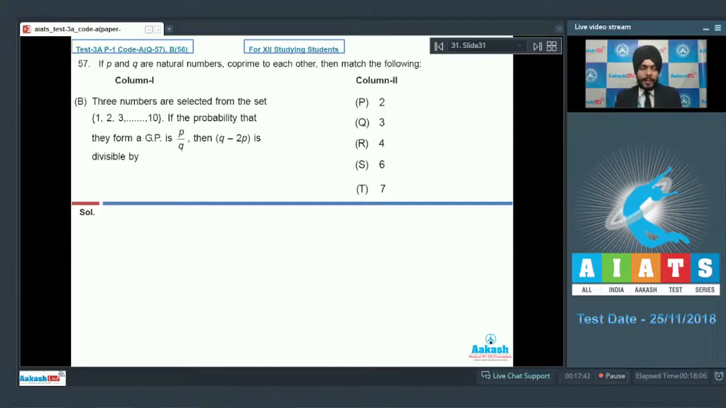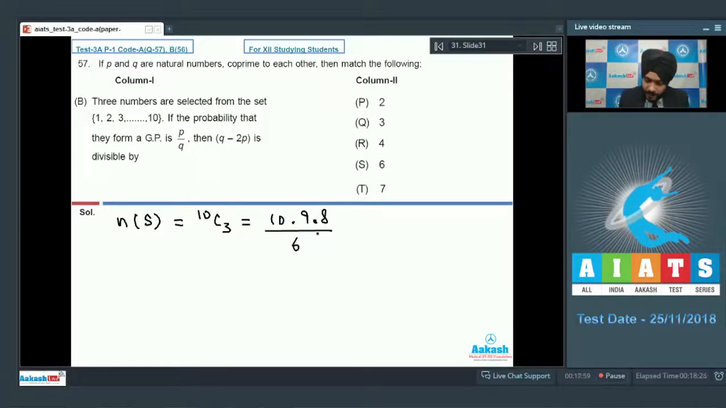3 numbers are selected from the set 1, 2, 3, 4 and so on till 10. If the probability that they form a GP is P by Q, then Q minus 2P is divisible by. Number of elements in the sample space is 10C3. You have to select 3 elements from a set of 10 elements, that is 10 into 9 into 8 divided by 6, that is 120.